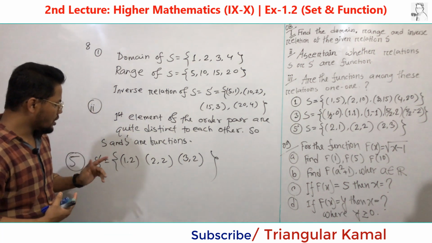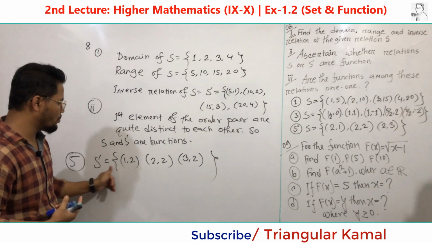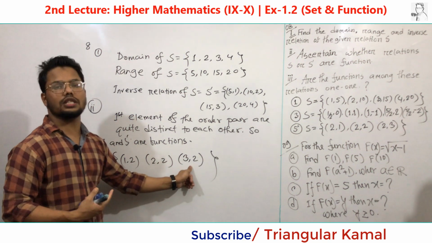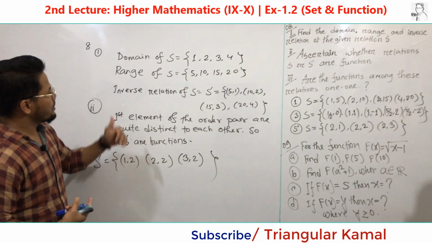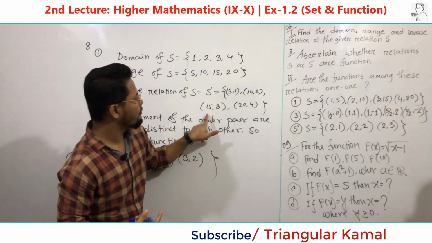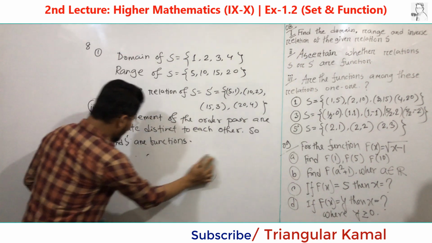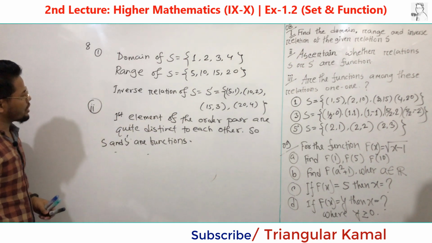And if the requirement is the domain, the domain of the inverse function will be 1, 2 and 3. Similarly, the domain of the inverse function here will be 5, 10, 15 and 20. So the first piece of information is okay from number 2.